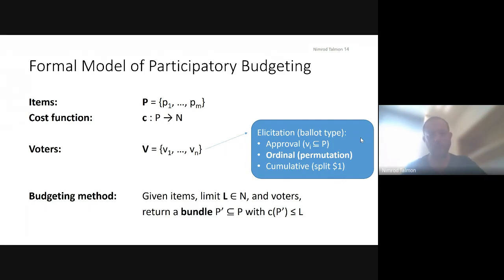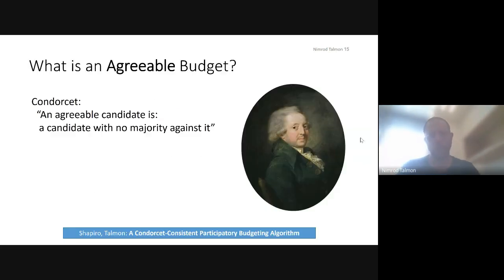So now the question is, what can we do where voters submit ordinal preferences? What are good algorithms to take ordinal ballots and to aggregate them into finding good bundles for participatory budgeting? There are several ideas how to do this, and I want to present one of them. And this idea basically lifts the idea of Condorcet.